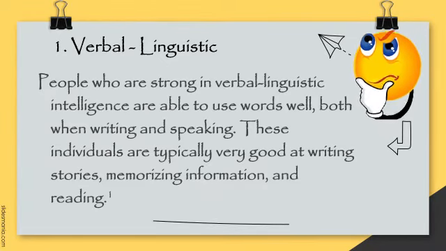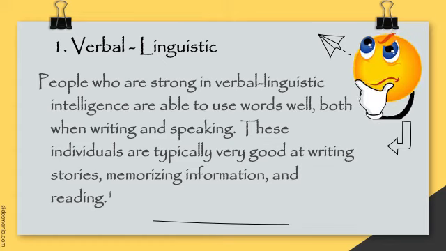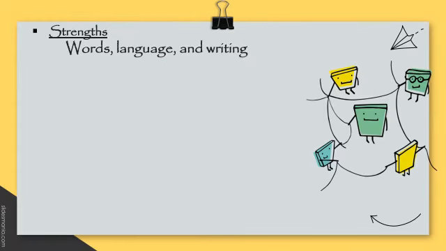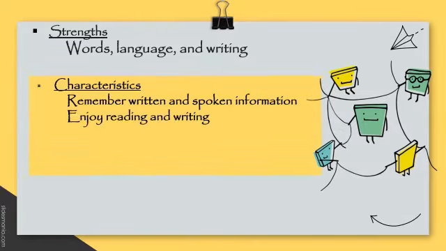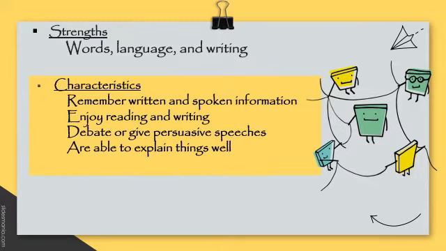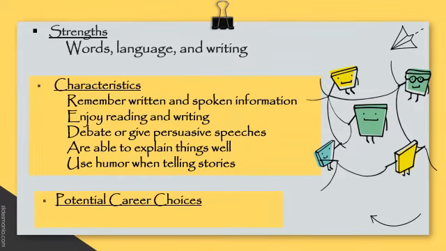People who are strong in verbal linguistic intelligence are able to use words well, both when writing and speaking. These individuals are typically good at writing stories, memorizing information, and reading. Verbal linguistic people are good at words, language, and writing. So they remember written and spoken information easily. They enjoy reading and writing. They love debate and give persuasive speeches. And they're able to explain things well. They use humor when telling stories. And their potential career choices are the following: writer or journalist, lawyer, or a teacher.